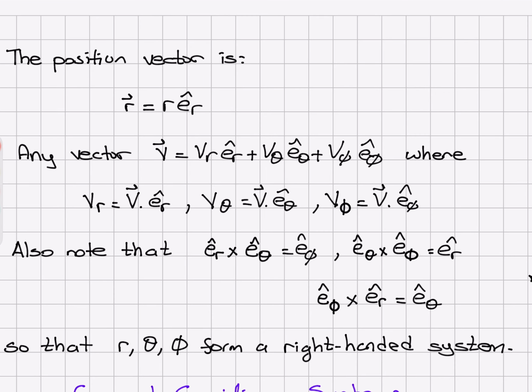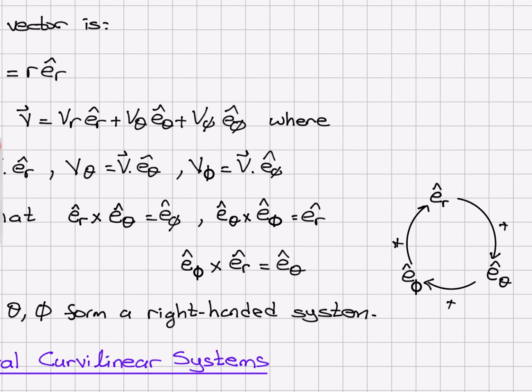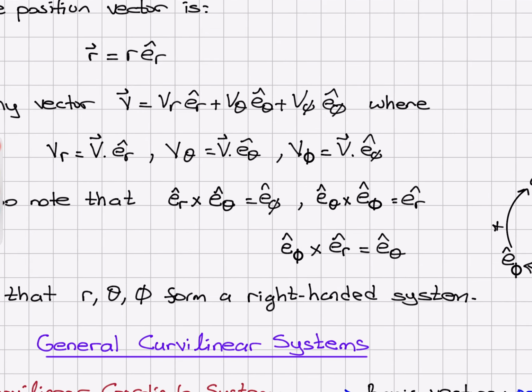The position vector can just be found by r e r hat, and any vector will have r, theta, and phi components. On the other hand, the cross product between these unit vectors, e r hat, e theta hat, and e phi hat, follows these cyclic permutations so that, for example, e r hat cross e theta hat is e phi hat, e theta hat cross e phi hat is e r hat, etc. So with this, r, theta, and phi form a right-handed system.